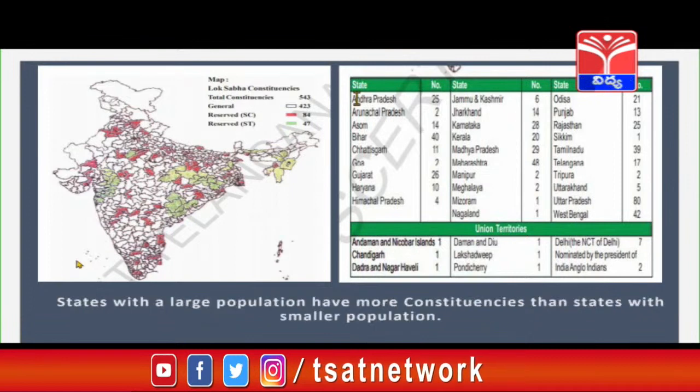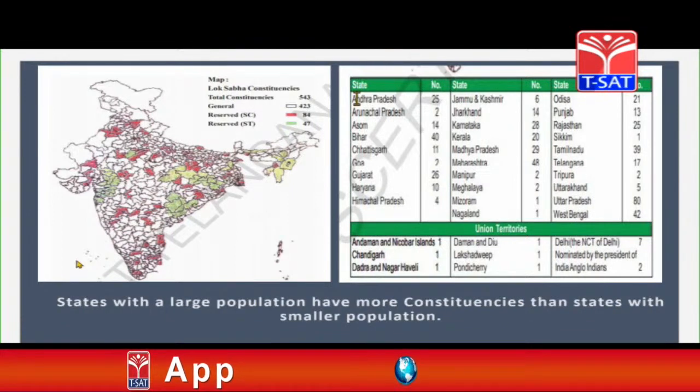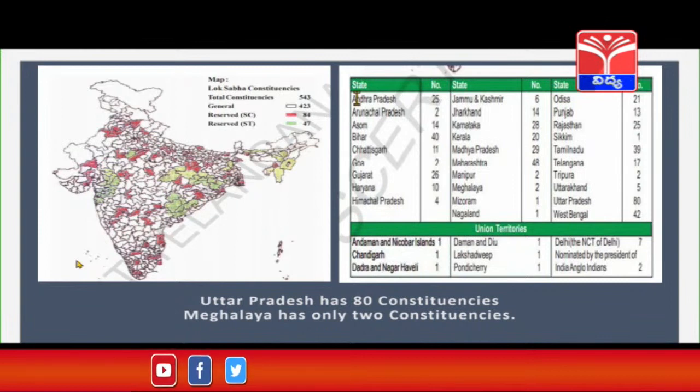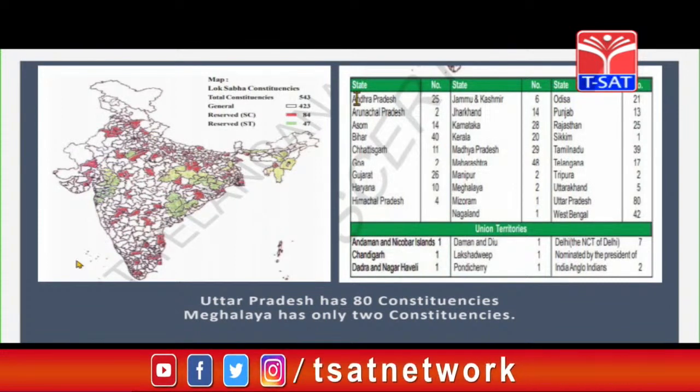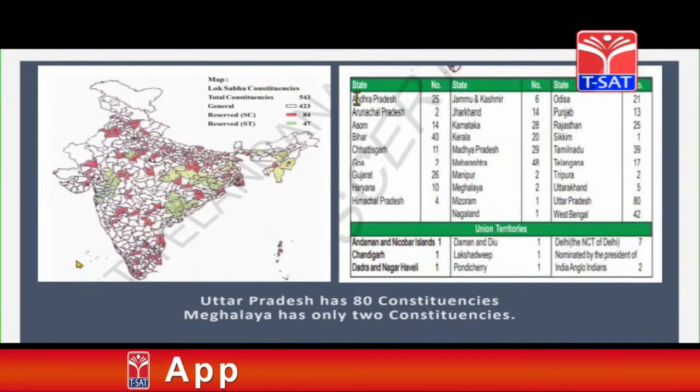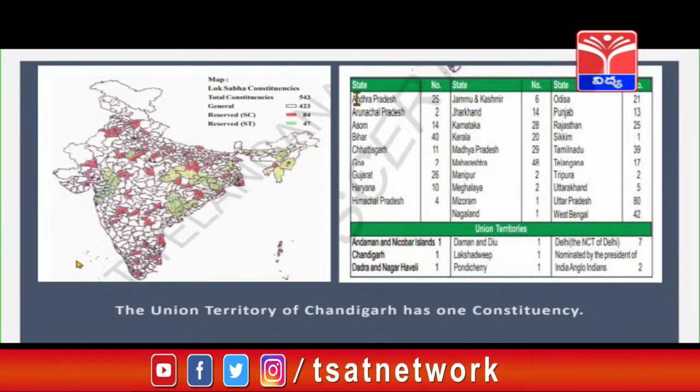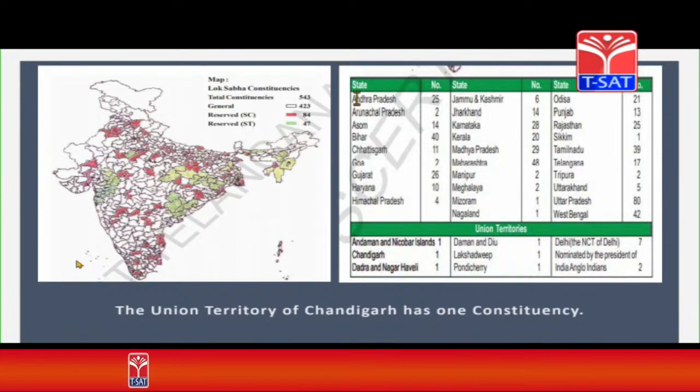States with a larger population have more constituencies than the states with a smaller population. For example, Uttar Pradesh has 80 constituencies. Because the population is high in Uttar Pradesh, the number of constituencies is more. On par with Uttar Pradesh, Meghalaya has a small population, so it has only 2 constituencies. Now talking about our state Telangana, children, Telangana has 17 constituencies and the union territory of Chandigarh has 1 constituency. So children, this was all about the elections to the Lok Sabha.